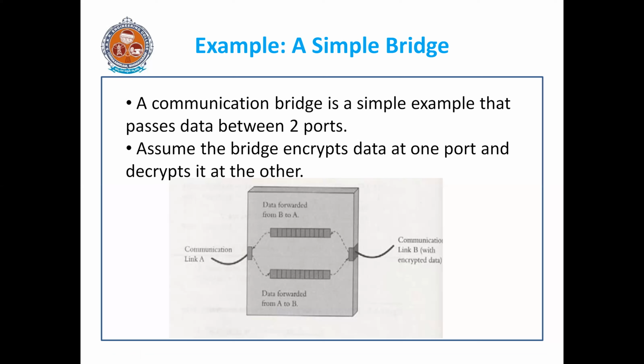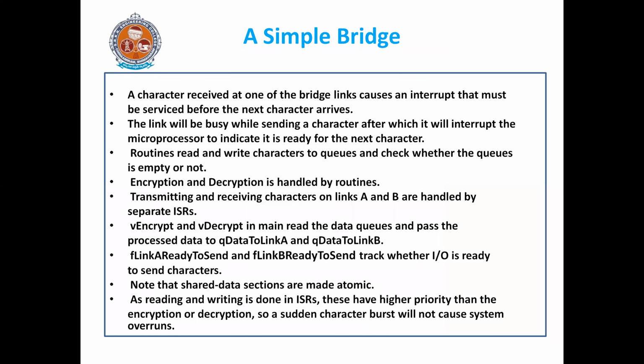That is, the shared data sections are to be made atomic, and the read and write routines have higher priority than the encryption and decryption routines, because the read and write routines will interrupt immediately on receiving a character onto the link. That's why they have higher priority than the encryption and decryption routines. So this is how a simple bridge will work.